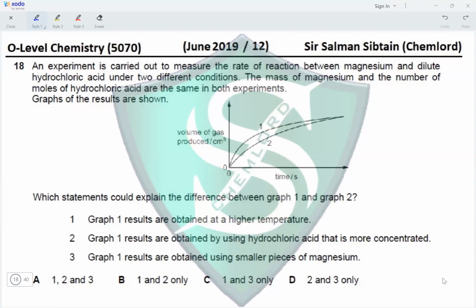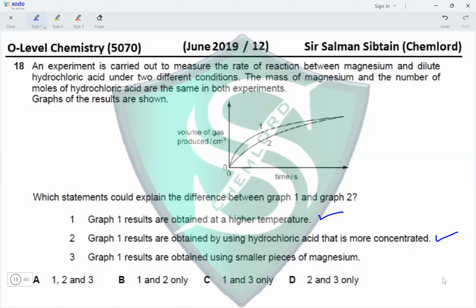Which statement could explain the difference between graphs 1 and 2? Graph 1 results are obtained at a higher temperature. Yes, if the temperature would be higher, the rate would be quicker. Second statement, graph 1 results are obtained by using hydrochloric acid that is more concentrated. Okay, we can use more concentrated acid, but the volume of the acid used would be less. This would keep the moles of acid equal to any other concentration. By increasing the concentration, we can decrease the volume and keep the moles constant. So this is very much possible.